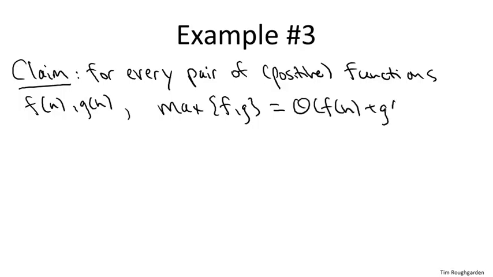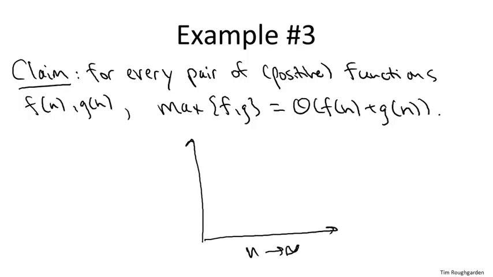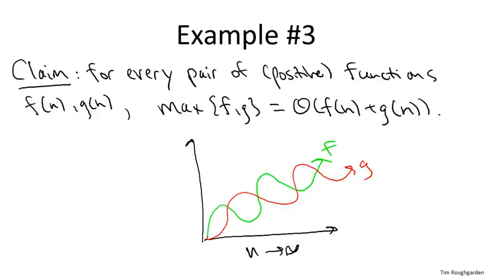Let me make sure it's clear what I mean by the pointwise maximum, max f and g. If we look at the 2 functions, both functions of n, maybe we have f being this green function here, and g equal to this red function. Then by the pointwise maximum, max of f and g, I just mean the upper envelope of these 2 functions. So that's going to be this blue function.